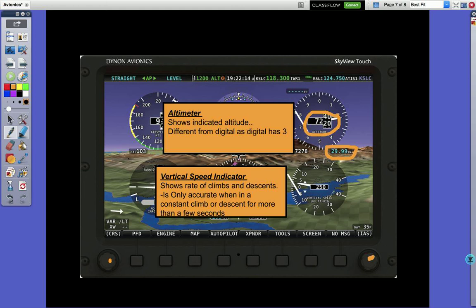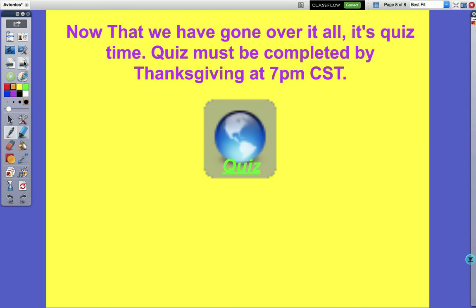Now your vertical speed indicator shows the rates of climbs and descents, and is only accurate when you're at a constant climb or descent for more than a few seconds. If you just quickly go up and down, it's going to move. When turbulence hits you, that's going to show a movement of up and down because it's utilizing the change in the static pressure as you move up and down. It does take a couple of seconds. However, for the most part, if you are using it to climb at a constant speed of 500 feet per minute, that is going to work properly for you.